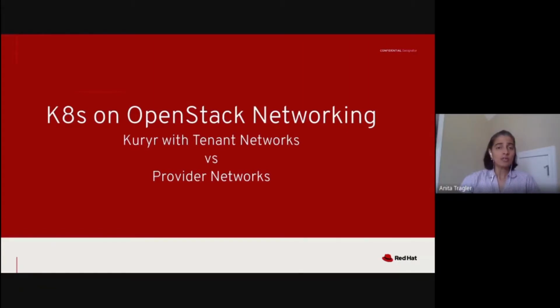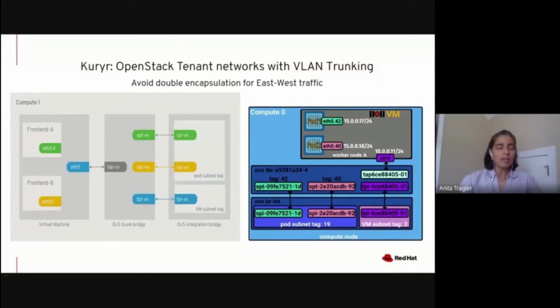Looking at Kubernetes with OpenStack networking and the options available, you can use Kuryr with tenant networks, or another option is using provider networks. If you're using Kuryr and you have OpenStack tenant networking, then you're using VLAN trunking for all east-west traffic. This is to avoid the double encapsulation and to also support multi-tenancy in the worker node. Every worker node will have VLAN trunks with trunk ports identifying which pod, with segment IDs and VLAN IDs for each pod.